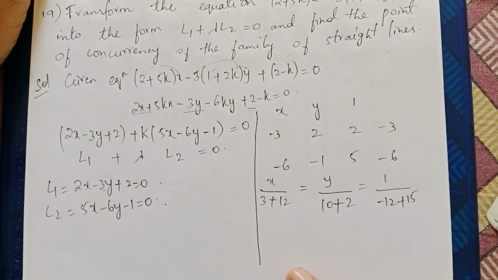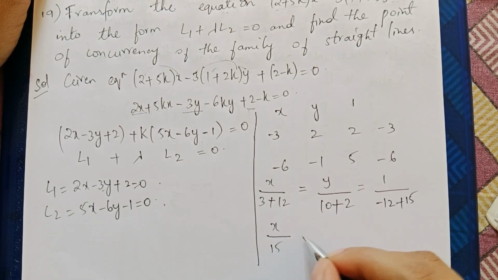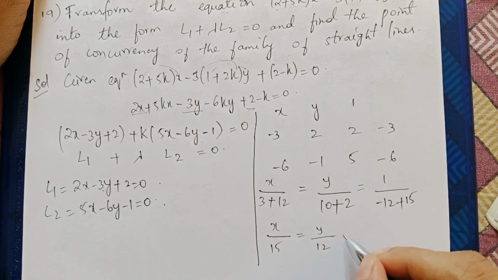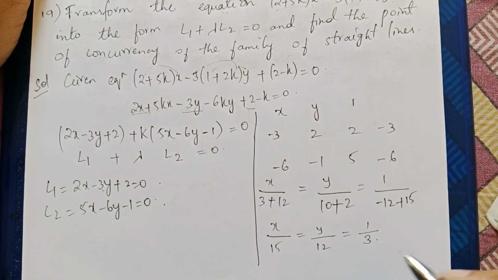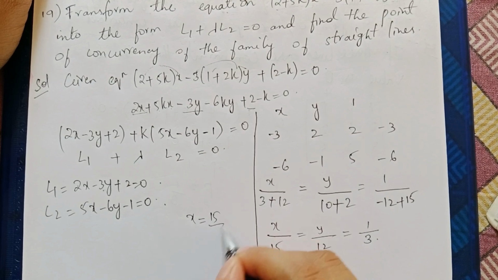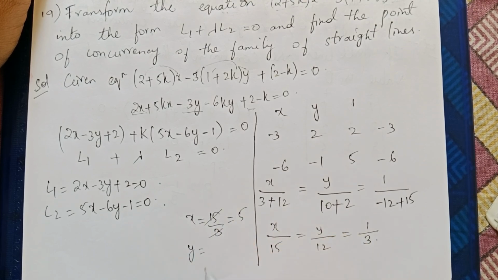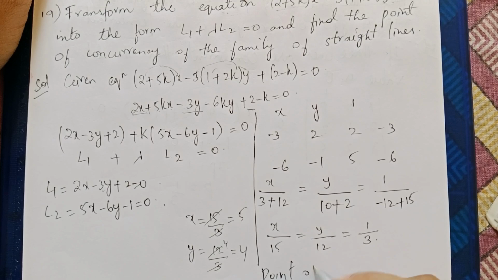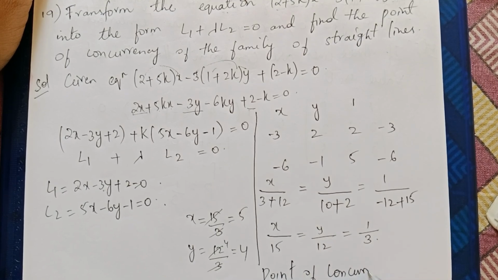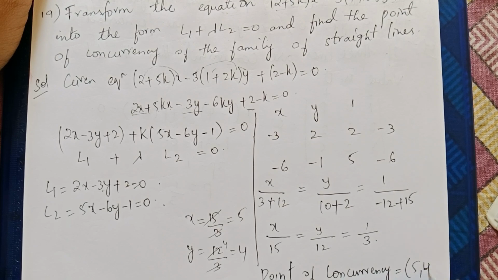So we will get x by 12 plus 3, 15 is equals to y by 12 is equals to 1 by 3. So from here we'll get the value of x is equals to 15 divided by 3, which is equals to 5, and y is equals to 12 divided by 3, which is equals to 4. Therefore point of concurrency is equals to (5, 4).